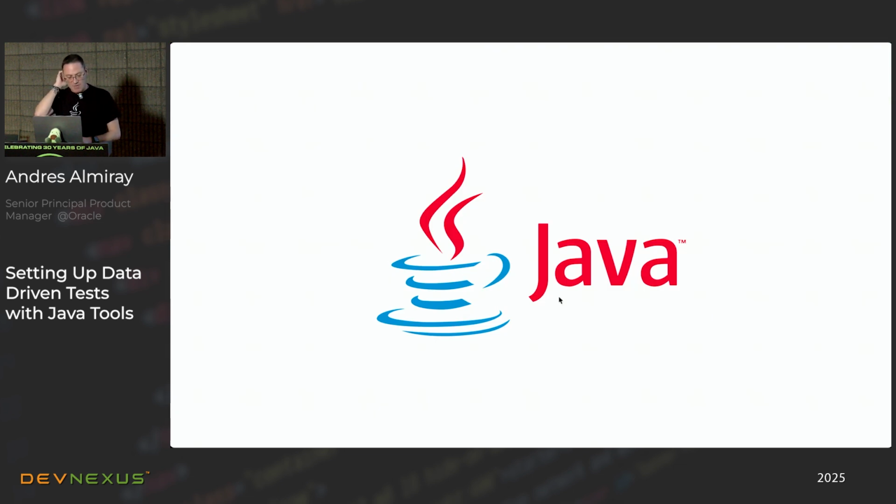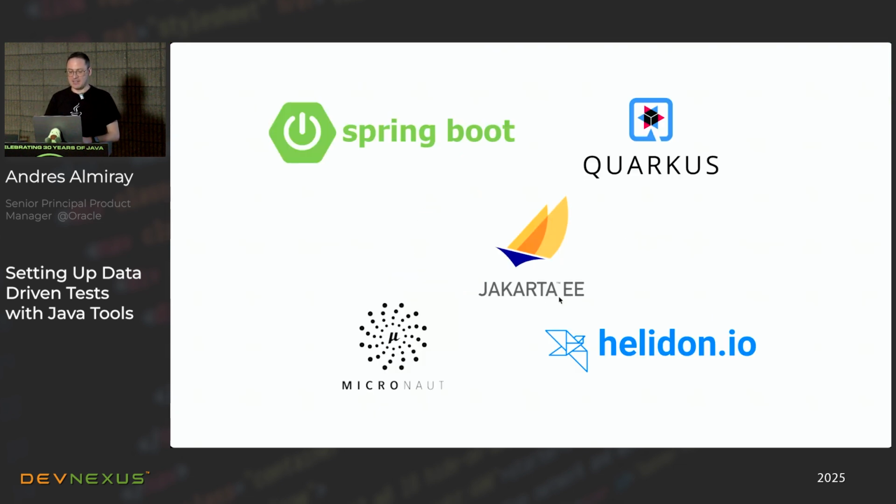Obviously, we're talking about Java, so I think I already asked this question: how many people use these particular frameworks? Most of the times when I ask this question, it's between 60 to 70% they use Spring-based technologies, 15 to 20 maybe using Quarkus, Jakarta, Micronaut, and Helidon. The good thing is that regardless of which framework you use, Testcontainers is integrated very well with all of them.